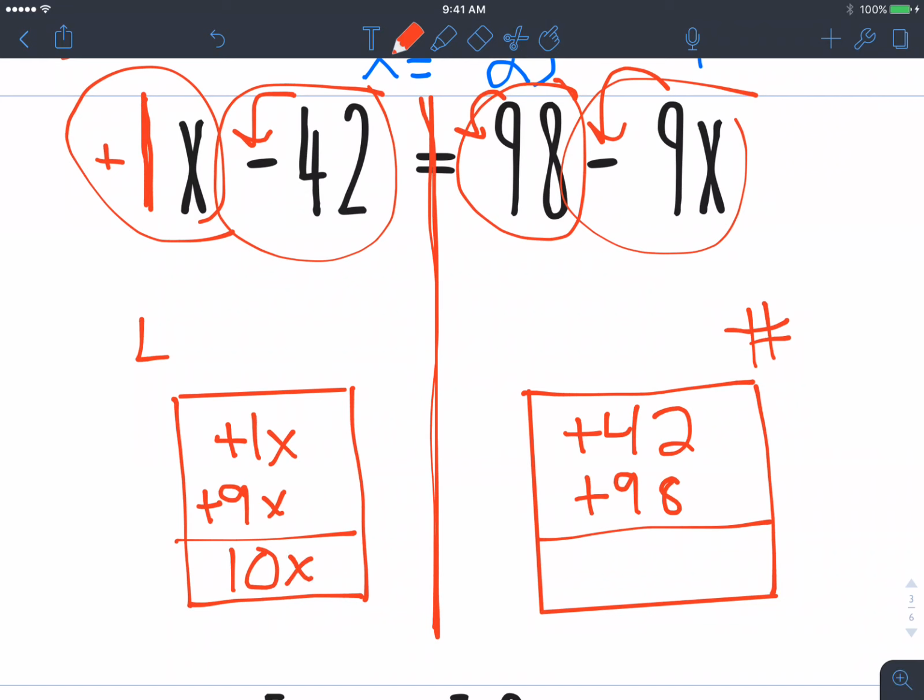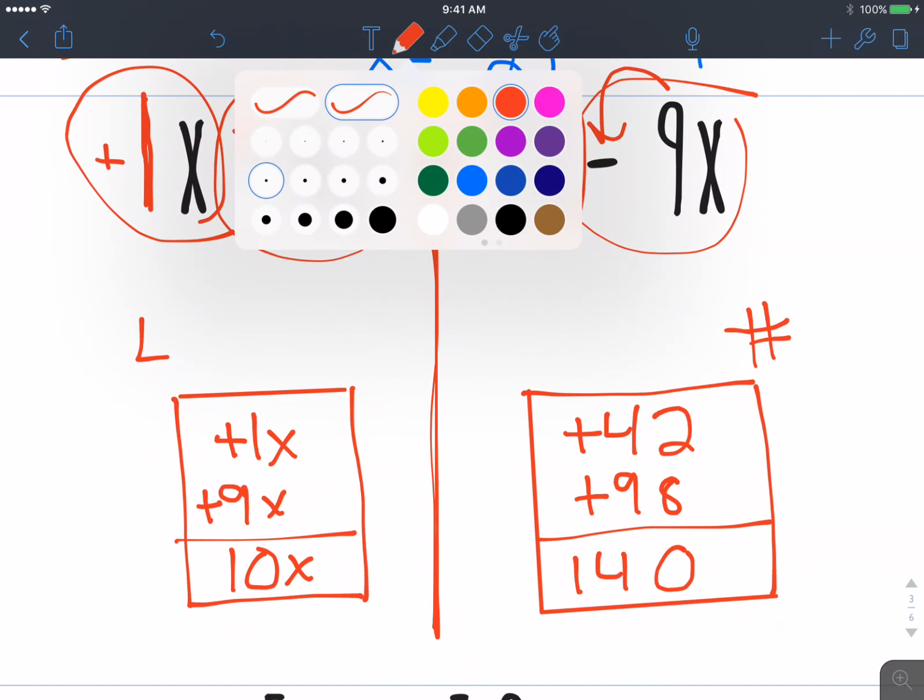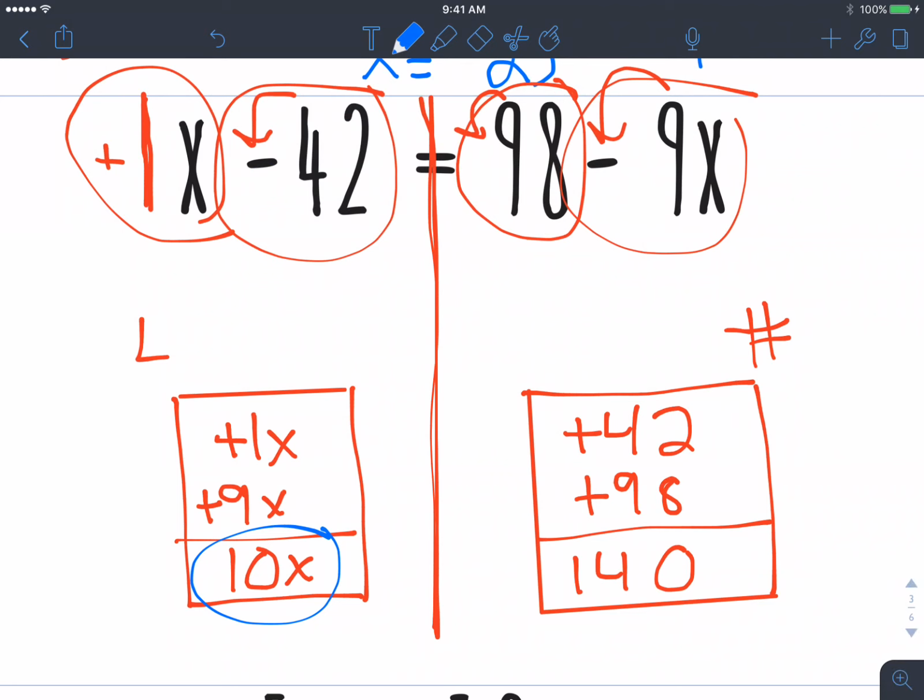And I have to add over here, I get 140. And then I'm ready to take care of this 10 here. Again, remember I'm either multiplying or dividing. Since they're side by side, that means I'm multiplying. So that means I have to divide to get my final answer. And I get x equals 14.